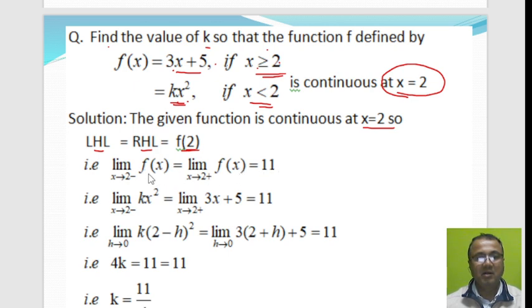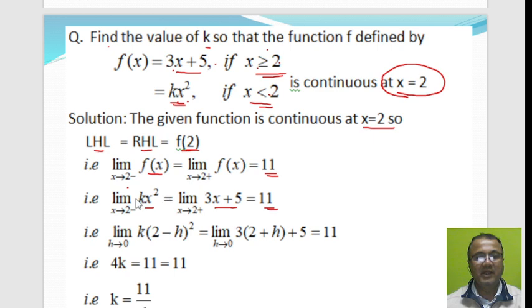Here, 2 minus means less than 2, and the function for less than 2 is kx², isn't it? And 2 plus means more than 2, where the function is 3x + 5. And f(2), since x equals 2, will be 3 into 2 plus 5, which is 11. So we write 11 here.